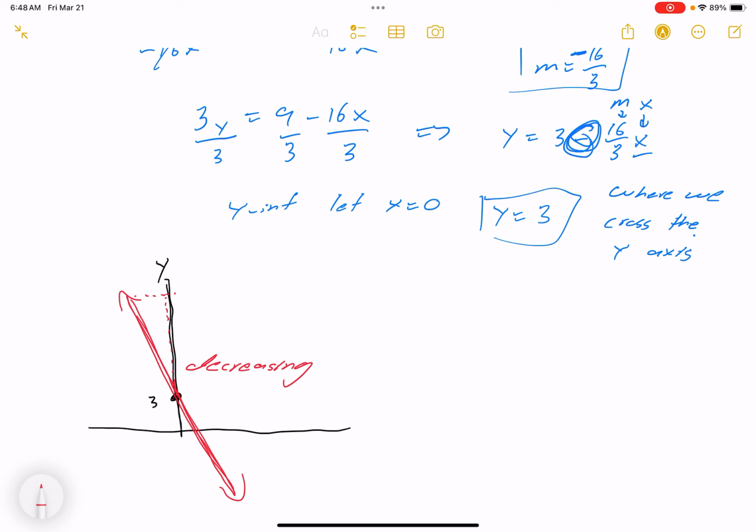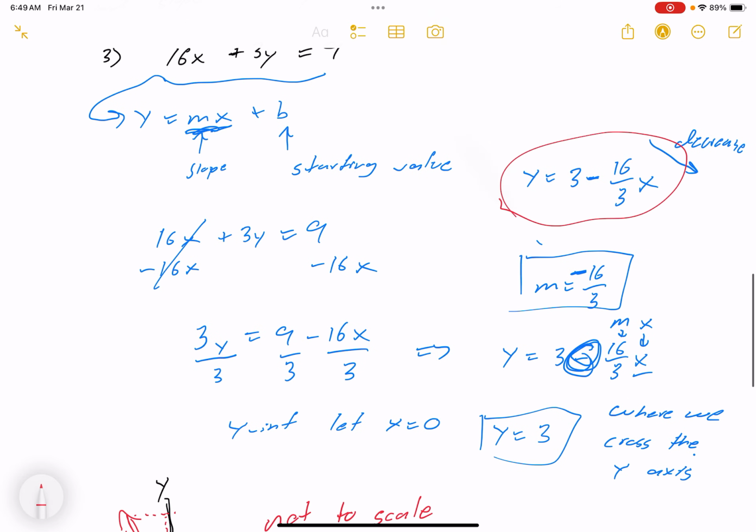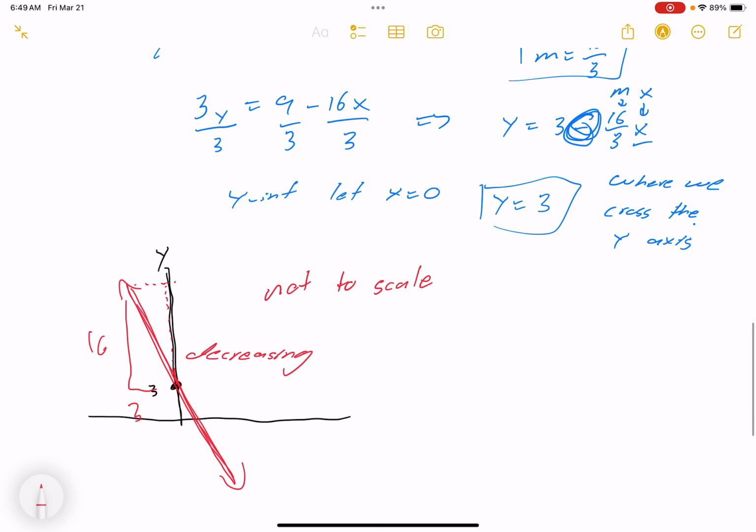Yep, so 16 and 3. Not to scale. This is just to give you an idea of what it looks like. If you want to see what it looks like, just go ahead and graph this equation and you'll see how it looks.